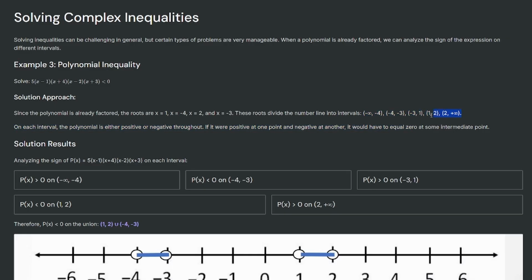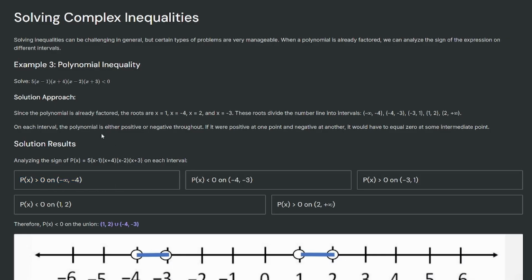Each interval can give both positive as well as negative values, because we just require the intervals which give negative values, and these roots give 0. So we don't include these numbers, so we write in the form of open intervals, not closed intervals. Remember this.